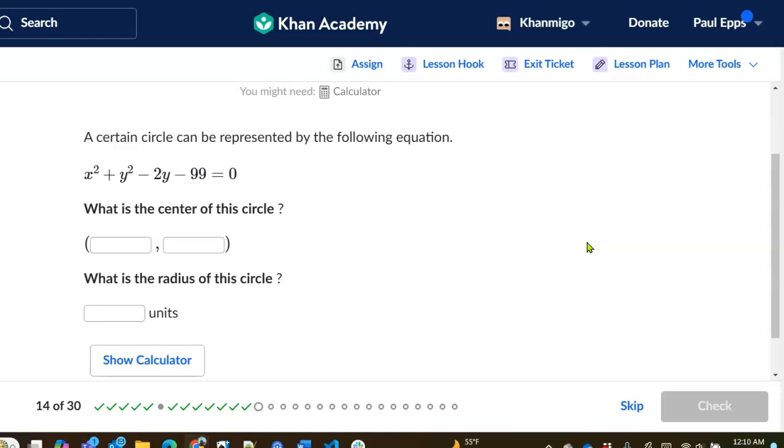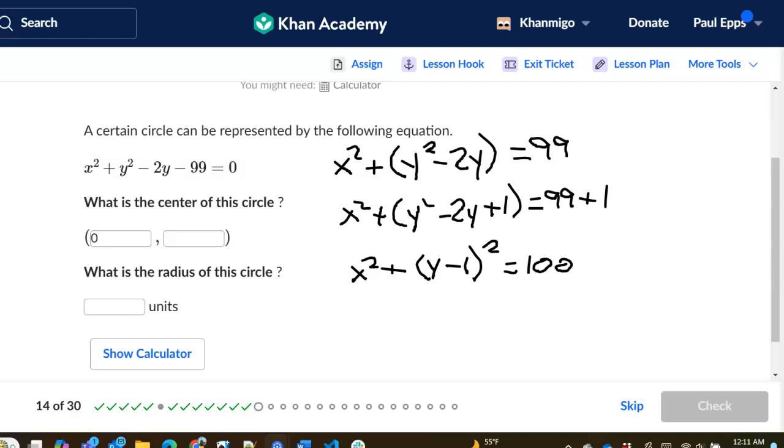A certain circle can be represented by the following equation. What is the center of the circle? Well, the x-coordinate is 0. All right, I'm gonna have to write it out again and then bring it back.